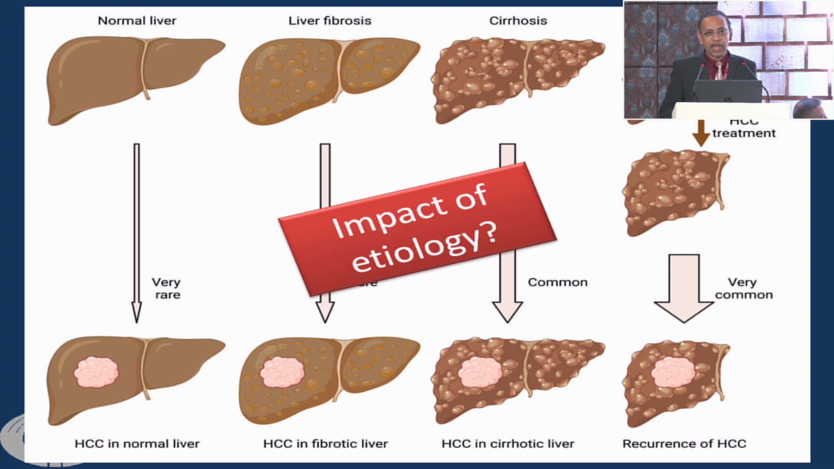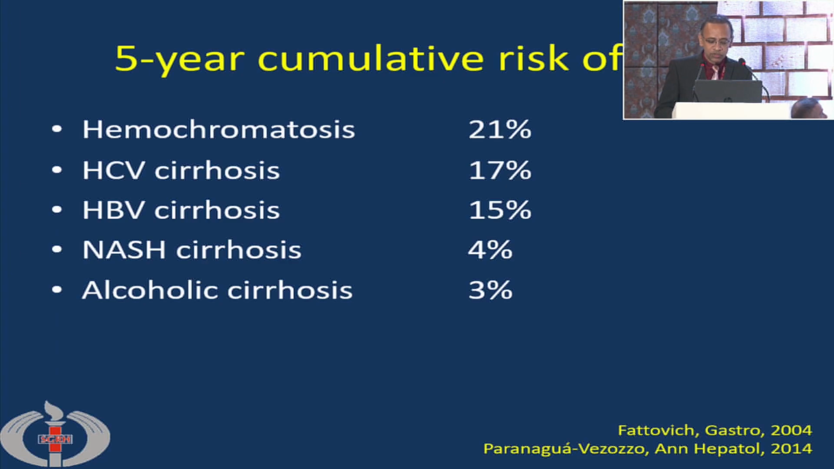Now let us look at the impact of etiology on this framework. How does it affect the outcome? So this study, which was done way back in 2004, gave various 5-year cumulative risk of HCC based on etiology. So hemochromatosis had the highest risk of HCC, 21% in 5 years. HCV cirrhosis, 17%, HBV cirrhosis, 15%, NASH cirrhosis, 4%, and alcoholic cirrhosis, 3%.